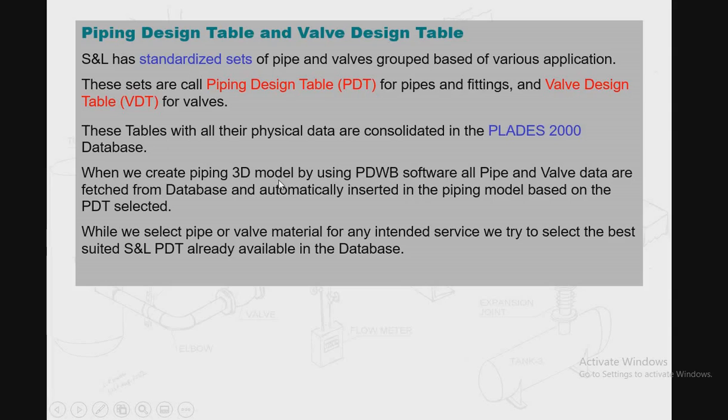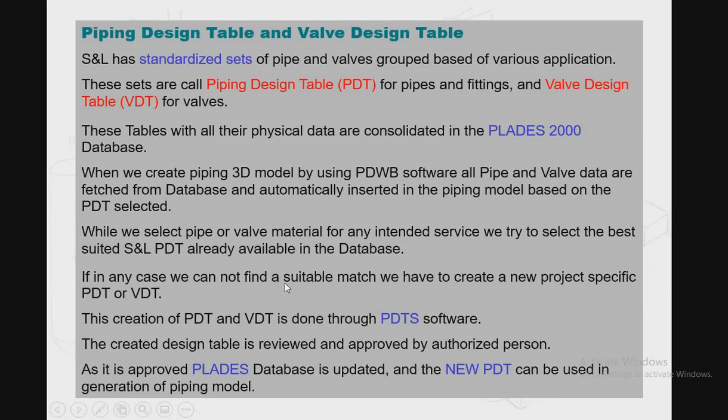When we create the piping 3D model by using PDWP, piping design workbench software, all pipe and valve data are fetched from the database and automatically inserted in the piping model based on the selected PDT, piping design table. While we select pipe or valve material for any intended service, we try to select the best suited S&L PDT already available in the database, Blades 2000 database.